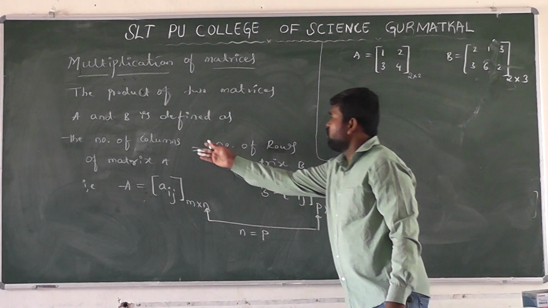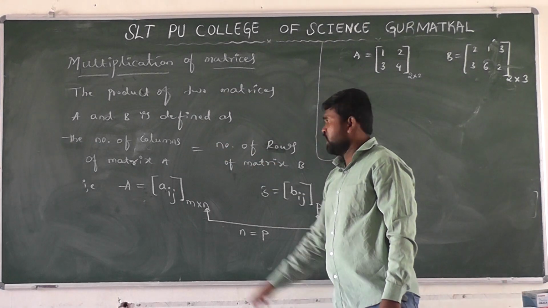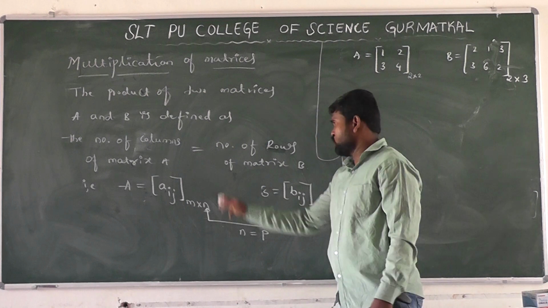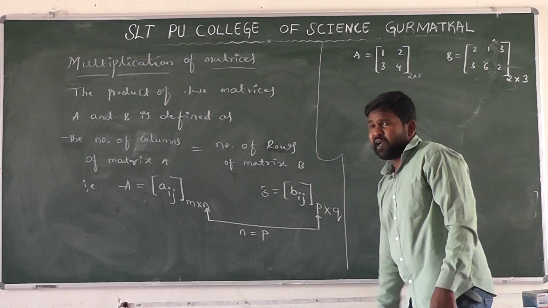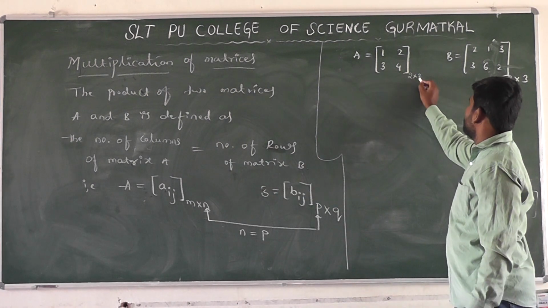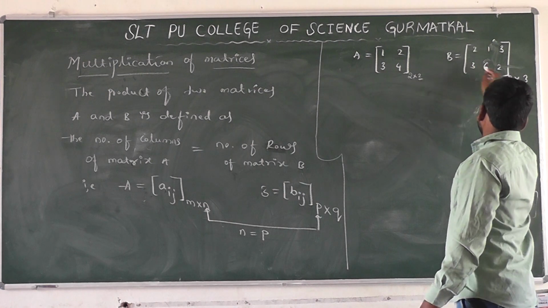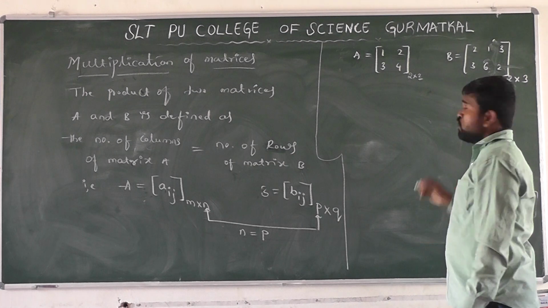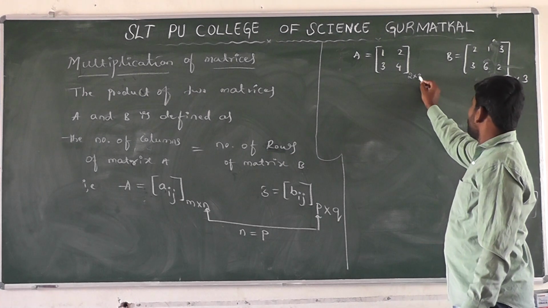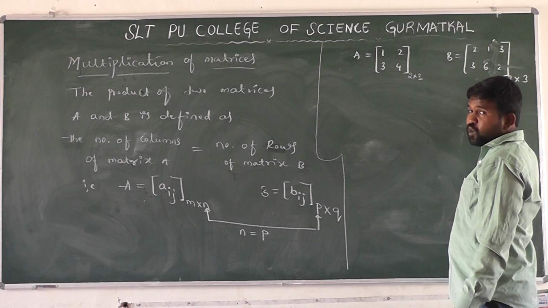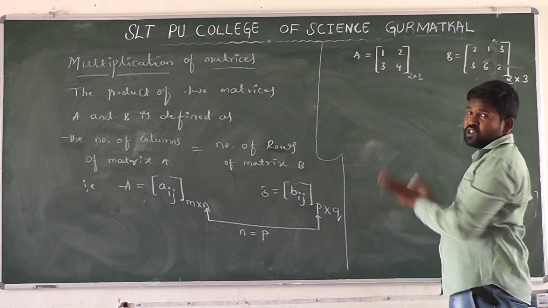Right? Then, when it is possible to multiply the two matrices, the number of columns of the matrix A is equal to the number of rows of the matrix B. What is the number of columns of the matrix A? 2 columns are there, right? Then for the matrix B, how many rows? 2 rows are there, right? Then the number of columns is equal to the number of rows. Then the matrix multiplication is possible.